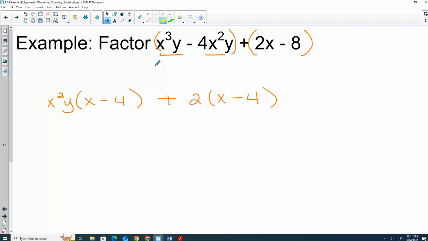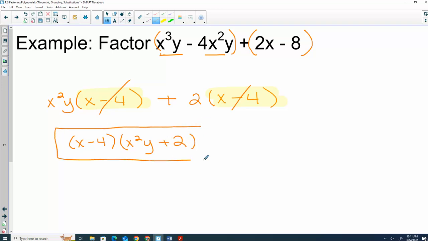Grouping works if they have a parenthesis in common. Haven't we already done some greatest common factor problems where we were taking out an entire parenthesis? So now I'm going to take out that x minus 4 that they both have. If I take it out of the first term, I'm just left with x squared y. If I take it out of the second term, we have a plus 2. And that's our final answer. Is that one okay?